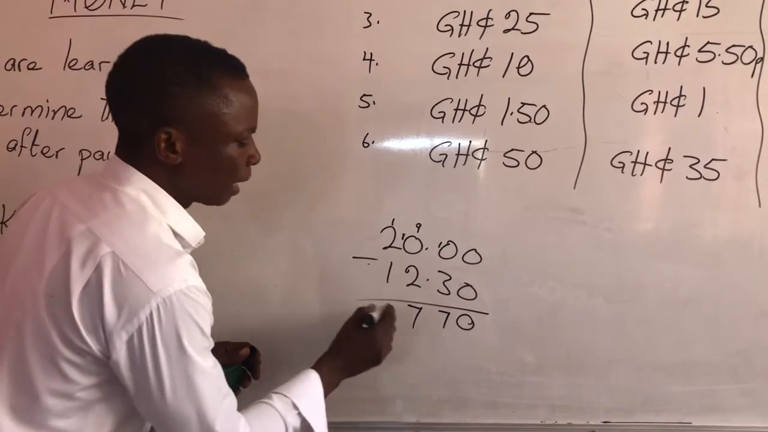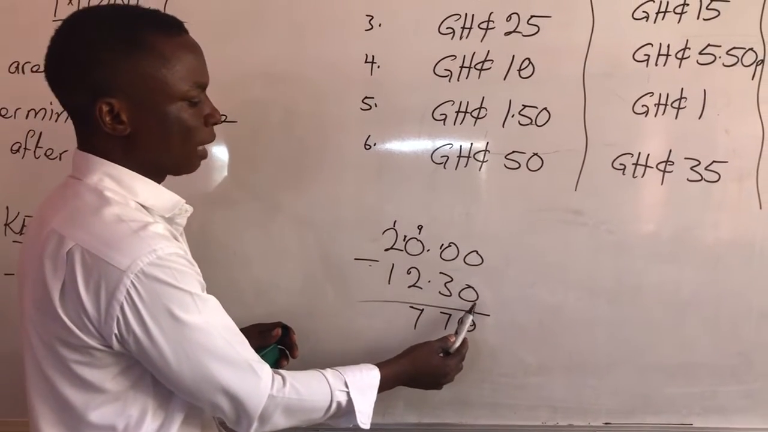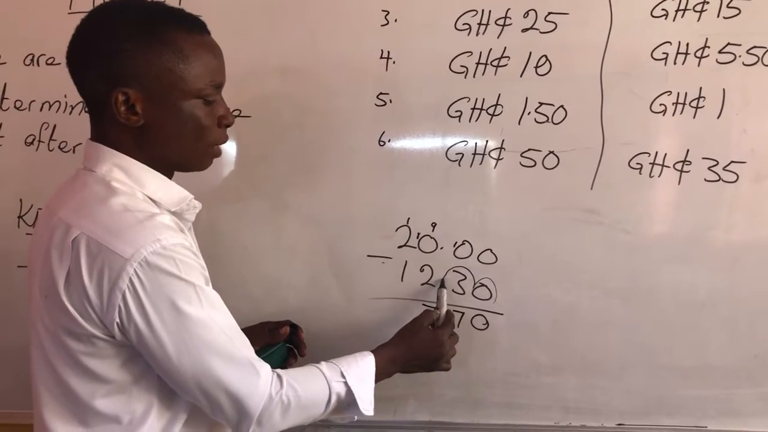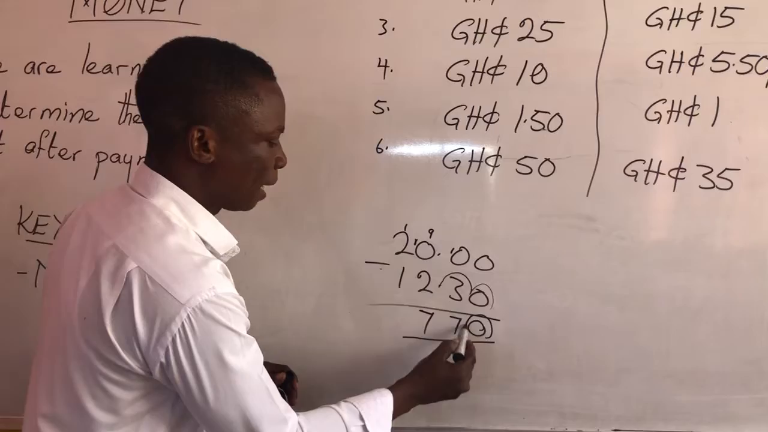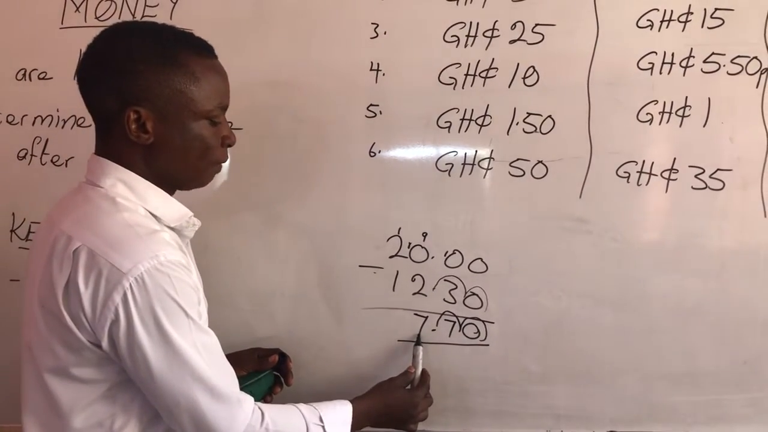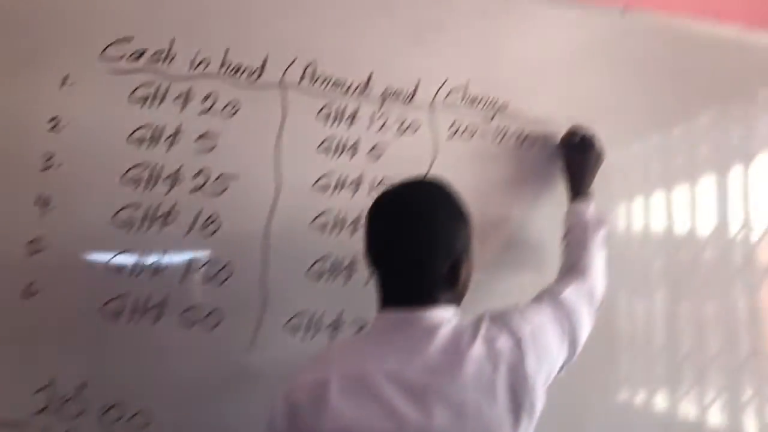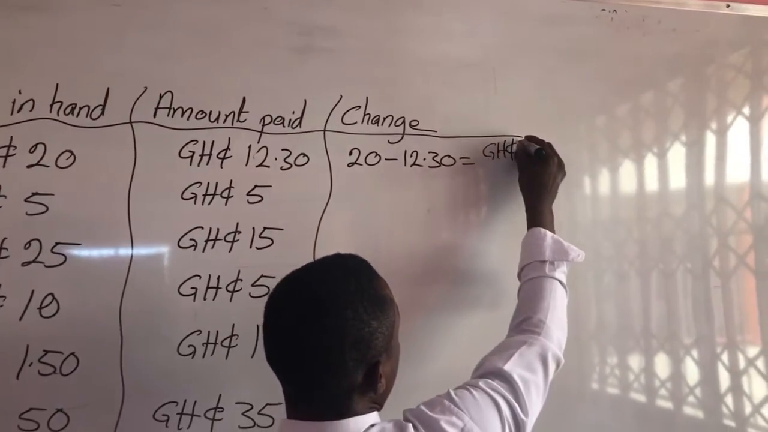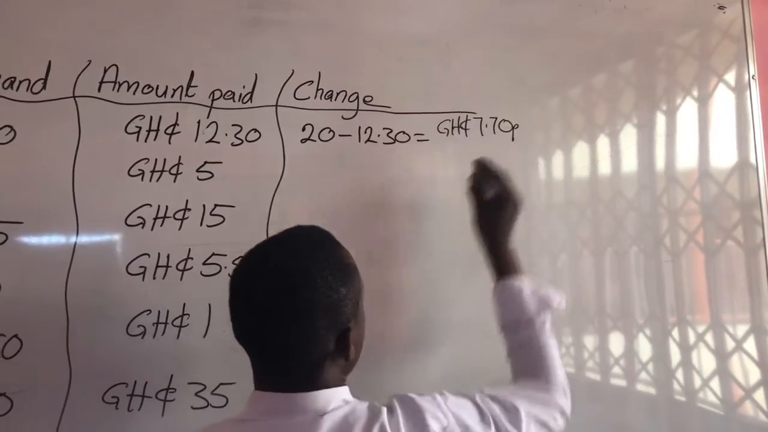Alright, clearing that side, I don't want it. So look at it. How many decimal places do we have? 1, 2. This is where the point is. So we come to the final answer here. Then you count 1, 2. Have you seen it? So this is 7 cedis, 70 pesewas. Then you write your answer like this: 7 Ghana cedis, 70 pesewas.